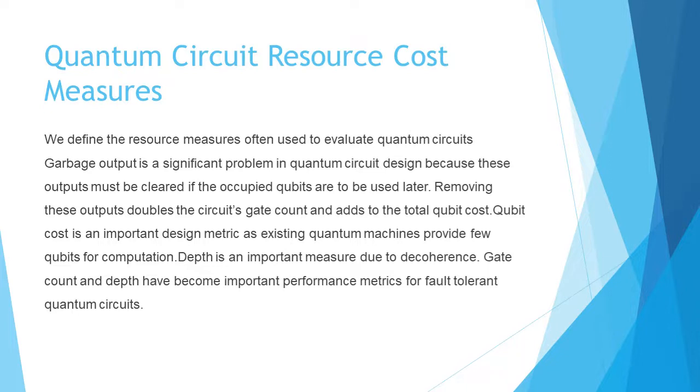Qubit cost is an important design metric as existing quantum machines provide few qubits for computation. Depth is an important measure due to decoherence. Gate count and depth have become important performance metrics for fault-tolerant quantum circuits.